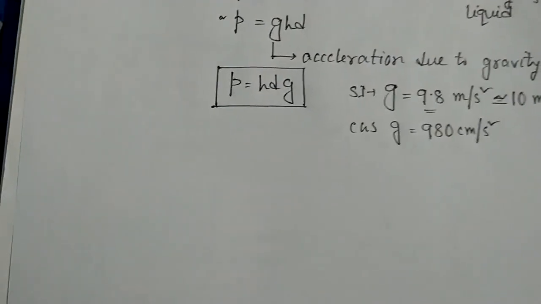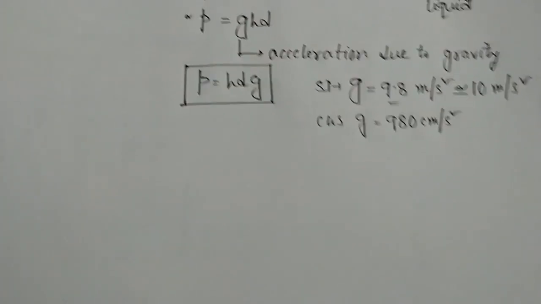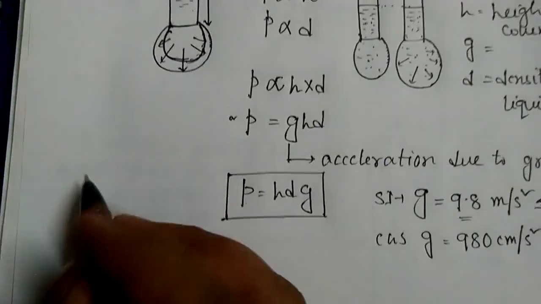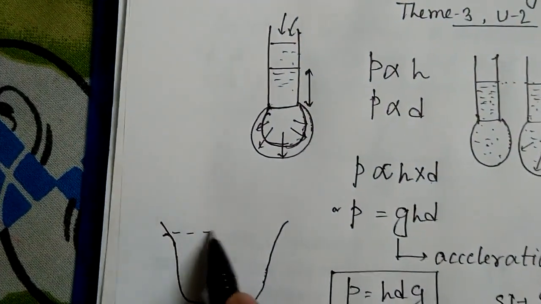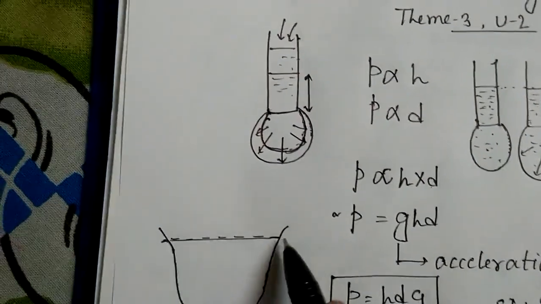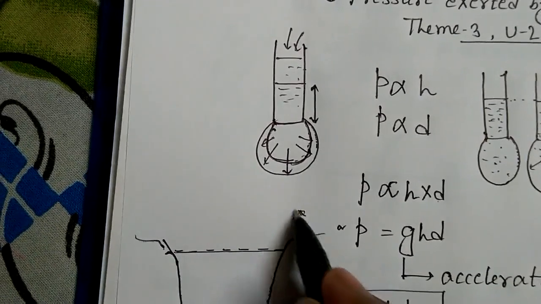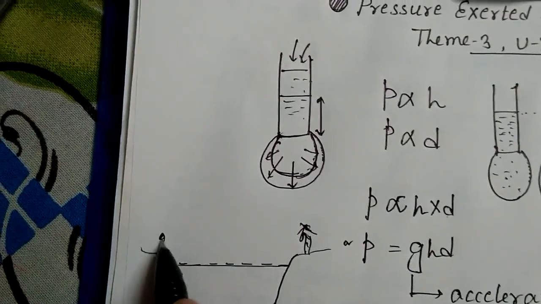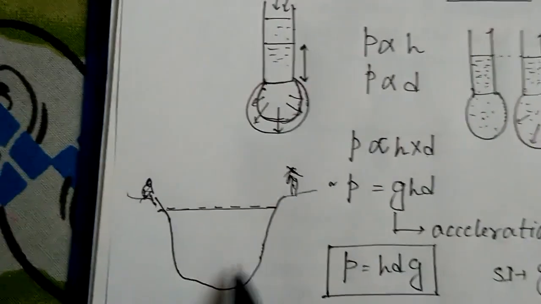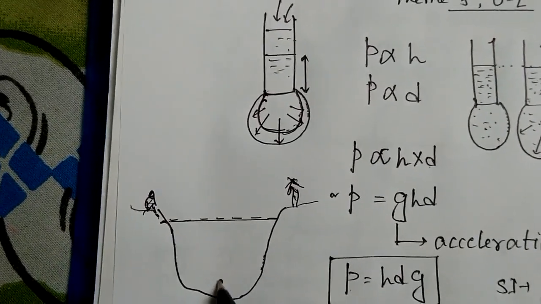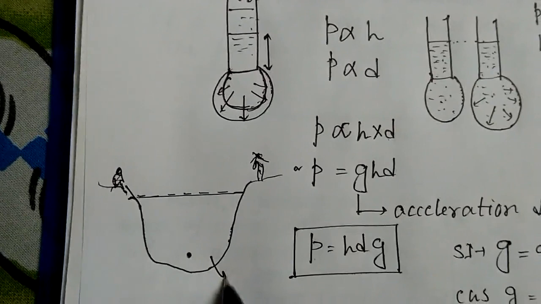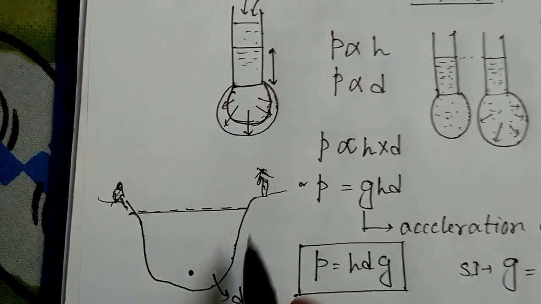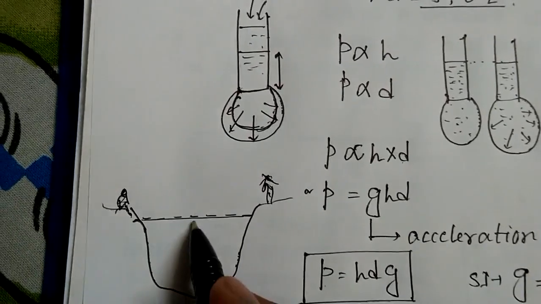Now let me give a real example. Let's say this is a pond or a lake or something like that. Suppose this is the upper surface of water, and let's say some trees are here and someone is sitting here. Okay, now you want to measure the pressure here. So what will be the pressure here? To measure the pressure, first of all you have to measure the density of water. Then you have to measure the height, or better to say the depth.